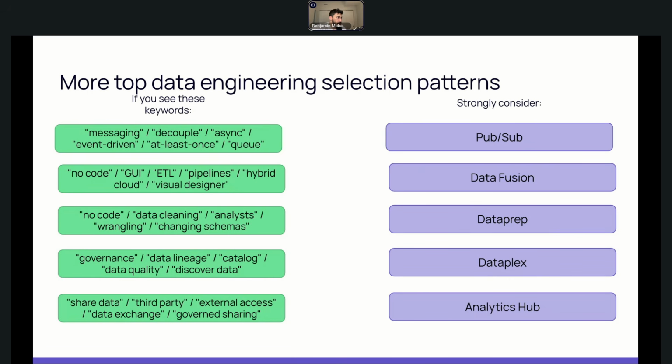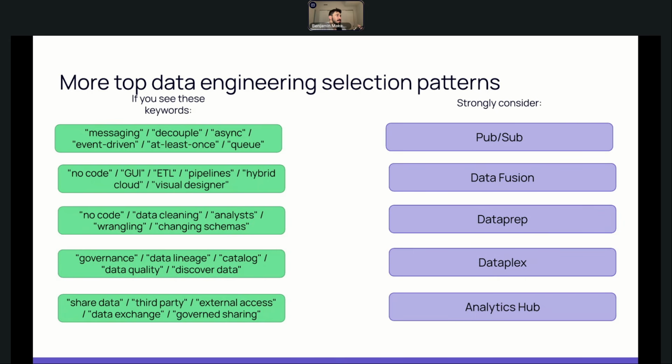If you've got no code or GUI or ETL, actually ELT could also be something for Data Fusion. Again, pipelines, not just appropriate for Dataflow, but also for Data Fusion. It's got a lot of different data sources, including from other clouds, so hybrid cloud. And then it's got this drag and drop visual designer in it, which is convenient. So that points toward Data Fusion.